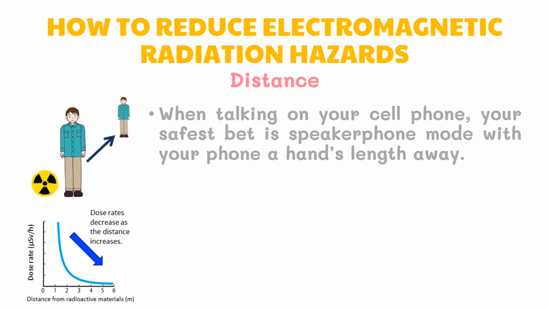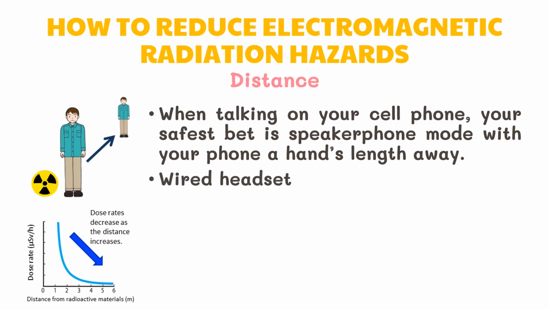When talking on your cell phone, your safest bet is speakerphone mode, with your phone a hand's length away. Not quite as good is using a wired headset. It still emits some radiation, but better than holding the phone to your head. A Bluetooth headset is your third choice. It will deliver lower levels of microwave radiation than your cell phone, but more than the wired headset. Turn your headset off when the phone is not in use.